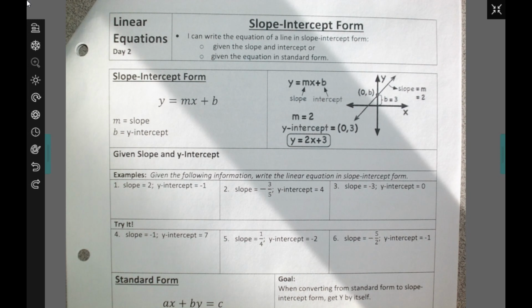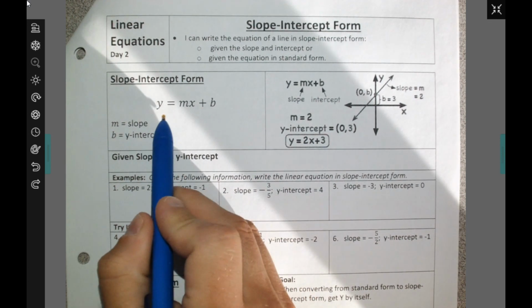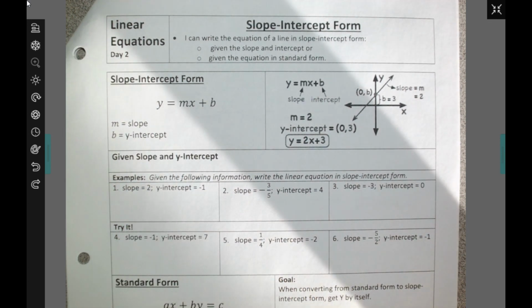All right, today we're going to be looking at slope-intercept form, and it's one of the most common, famous forms that you're going to look at linear equations with. So general slope-intercept form is this right here, where we have y equals mx plus b.